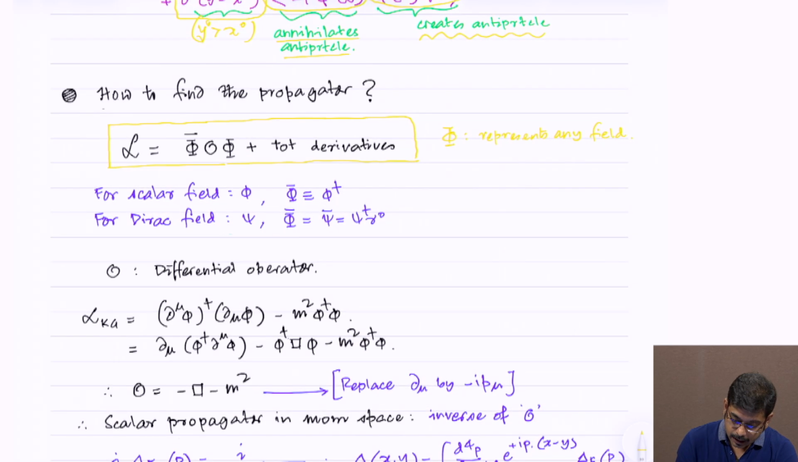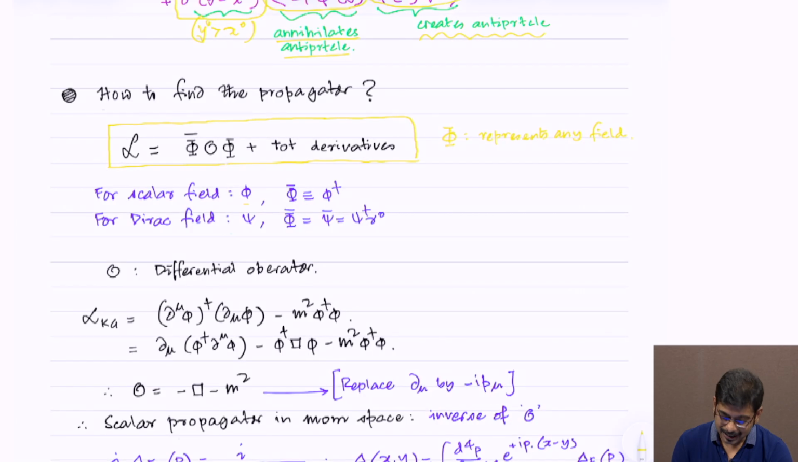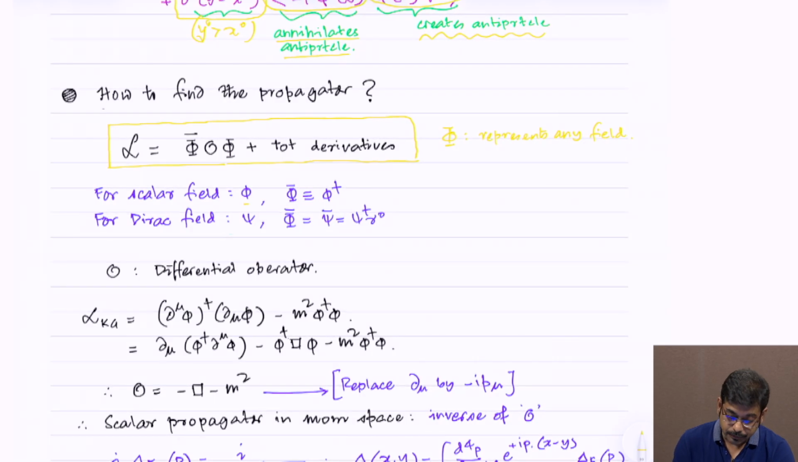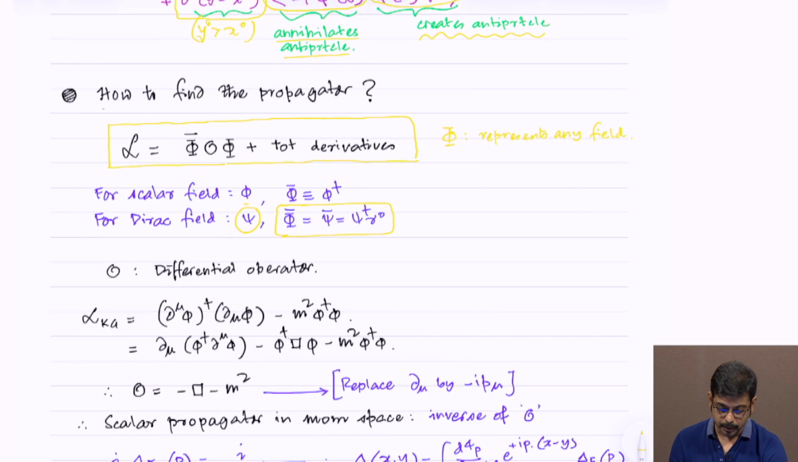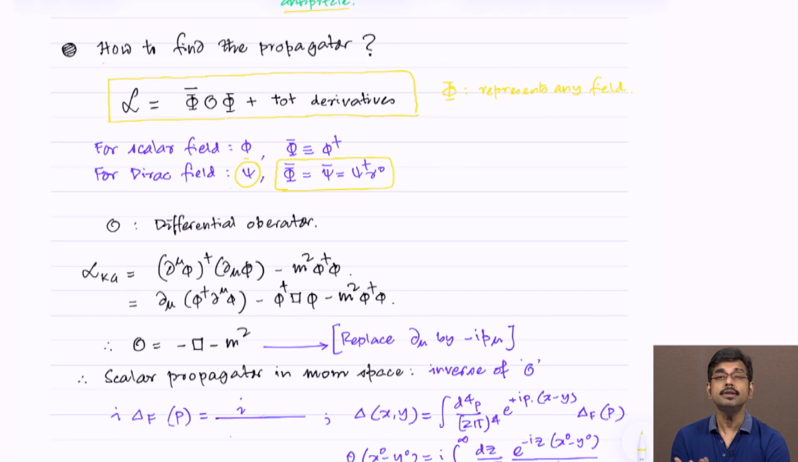For the scalar field, this capital phi is phi, and this phi bar will essentially be phi dagger. Similarly for the Dirac field, we have to rewrite the Lagrangian in this way. For the Dirac field, our usual notation is psi, and then phi bar will be psi bar, which is psi dagger gamma 0, the conjugate Dirac field, which we have already introduced. Now, what is this O?